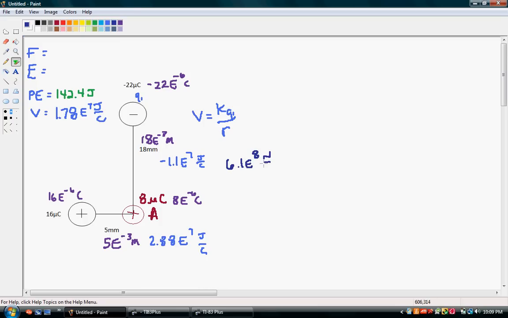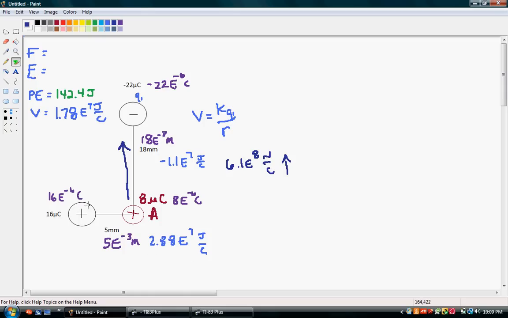newtons per coulomb. And we want to go ahead and find the direction here. Now between these two particles, they're going to attract each other, so they're going to pull. This one is going to pull up on this positive charge. So our electric field will be 6.1 e to the 8th up.